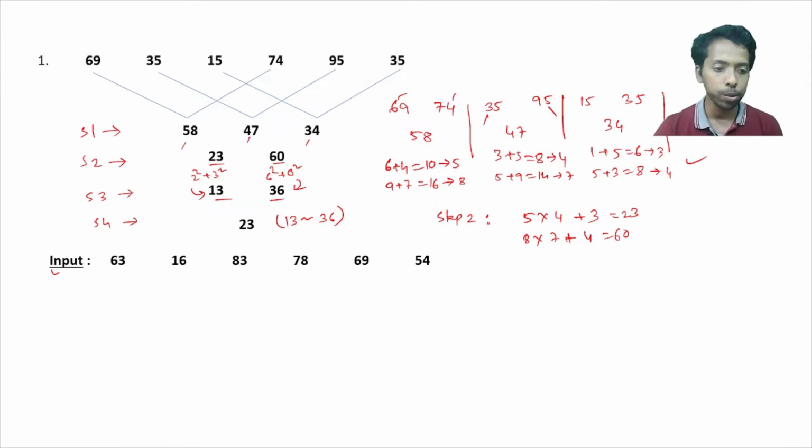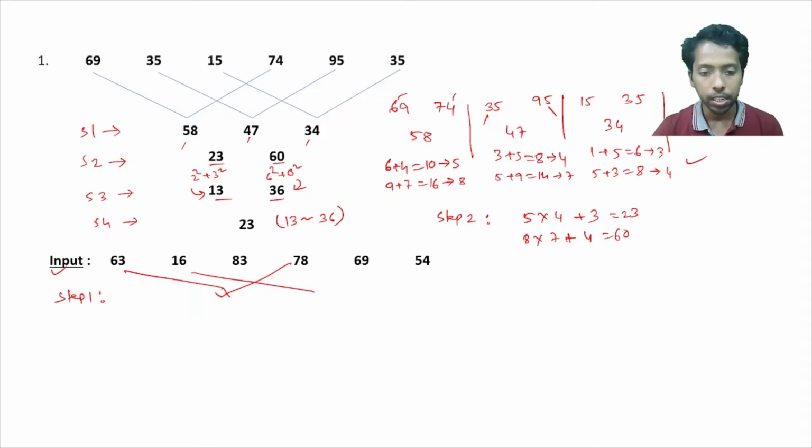Just solve this given input here. That is first step 1, right? 63 in combination with 78, 16 in combination with 69, 83 in combination with 54. Okay, so what it would be? 63, 78. Just take the extreme numbers 6 and 8. 14, half, 7. 7 plus 3, 10, that is 75. This is the first number, box it.